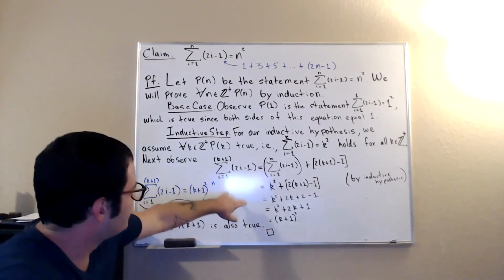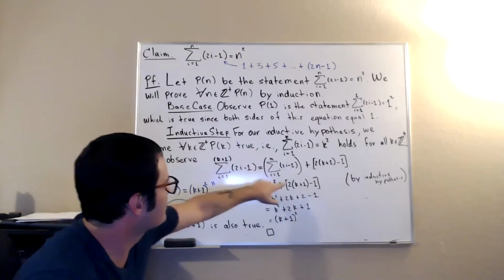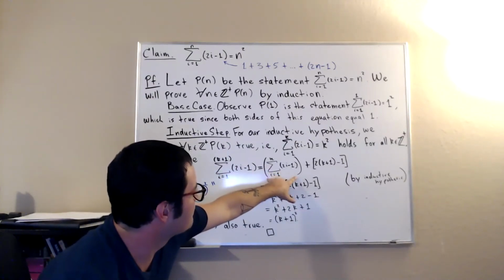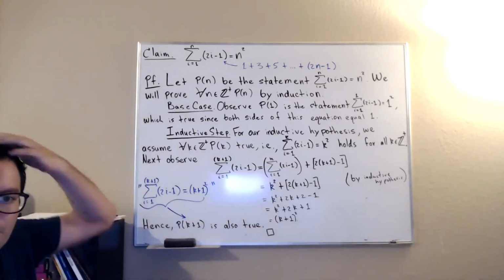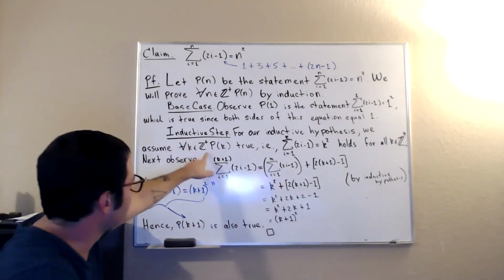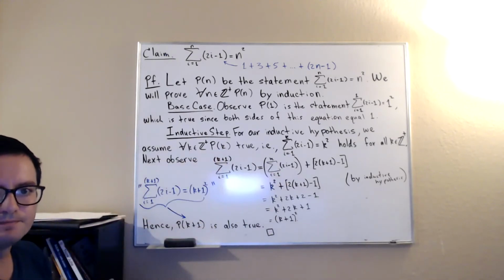And we just showed that to be true. That is equal to that, because if we truncate this sum, we use the inductive hypothesis here to get k squared, do a little bit of algebra, it must hold. So for all k, P of k implies P of k plus 1. We're done.